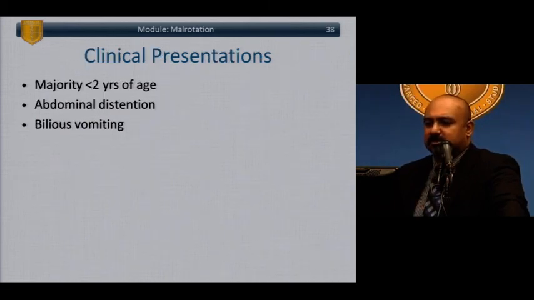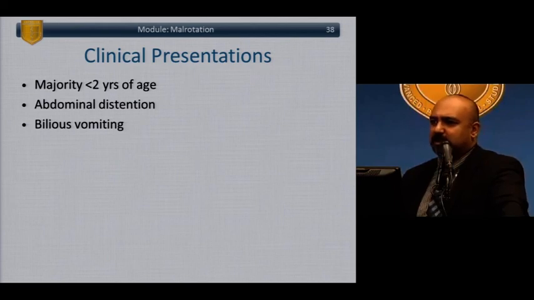Clinical presentation: the majority are less than 2 years of age, and almost 80% we usually pick up in the first month to 1 year of life. You'll see some abdominal distension, but that is rare. When you see abdominal distension in these kids, they are very far down their clinical path. They probably had a volvulus, and these are not gas-filled loops. These are mainly fluid-filled loops.